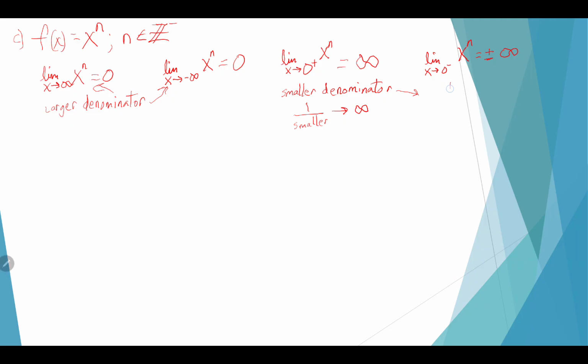If n is even, then it's going to go to positive infinity. If n is odd, it's going to go to negative infinity. So there is a little difference there.